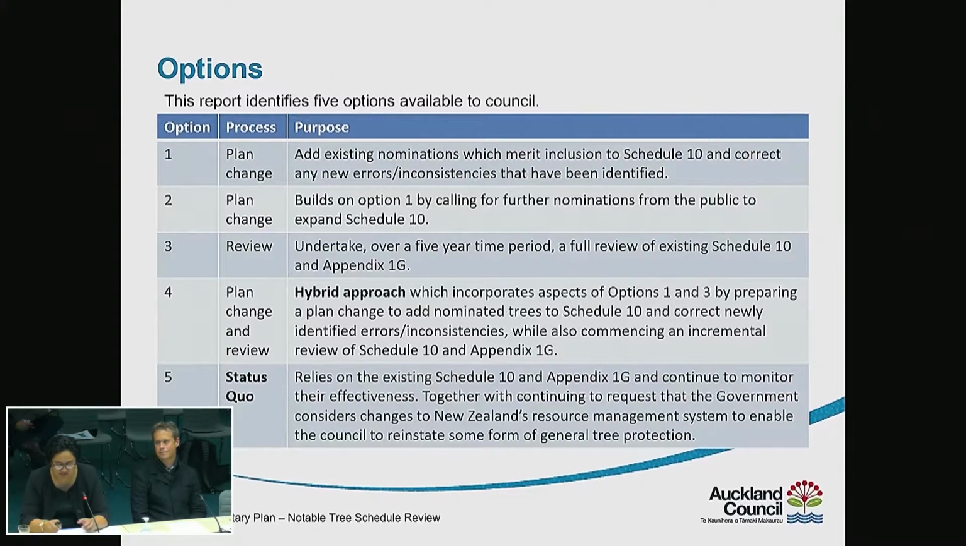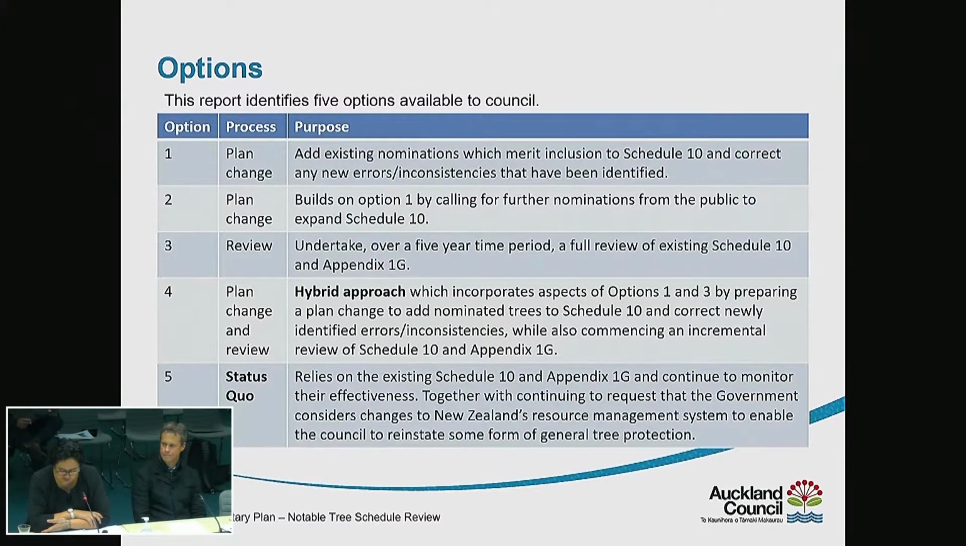And as such, the report recommendations note that Option 4, the hybrid approach, is the most cost-effective way to undertake the review of the notable tree schedules, add trees to the schedule, and correct any newly identified errors and inconsistencies. The recommendations also acknowledge that it is not financially viable to review or make changes to the notable tree schedules at this point in time. The recommendations also agree that future submissions on resource management reform should continue to request that the government consider changes to enable the council to reinstate some form of general tree protection.